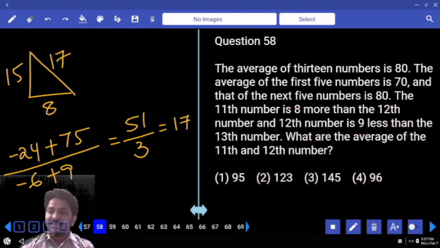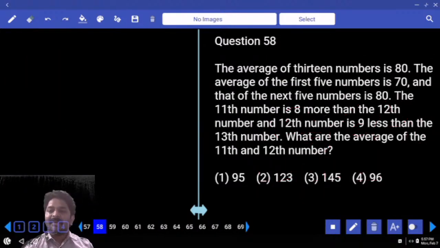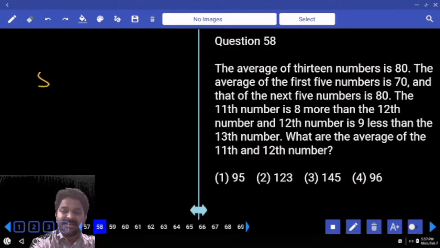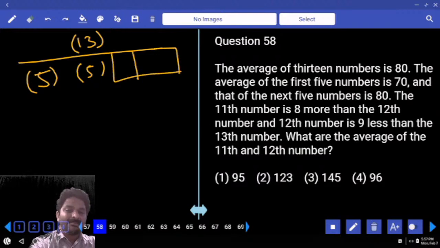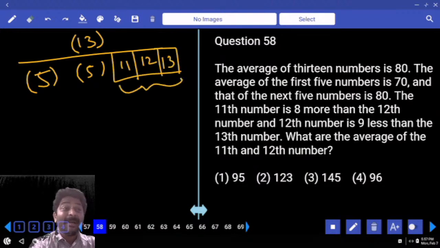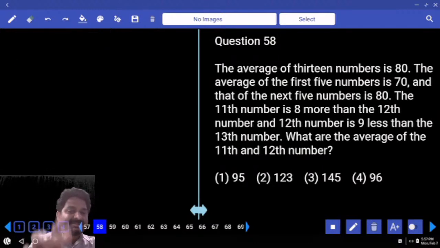The average of 13 numbers is 80. The average of the first 5 numbers is 70 and the next 5 numbers is 80. So out of 13 numbers, how many numbers have come? 10 numbers. So how many are missing? 3 numbers: the 11th number, 12th number, 13th number. What is happening, missing or repeat? Missing. So it is a number missing case.